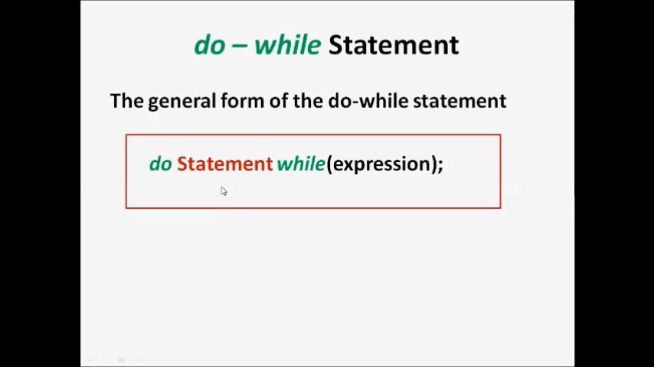Now see that it seems similar to the while statement, but do while statement is different from while statement. Now what is the difference? The difference is that, now see here, in do while statement, first the statement is executed. And after that, this expression which is enclosed in parenthesis is evaluated. So what happens if this expression is true? Then this statement will be executed again, right?